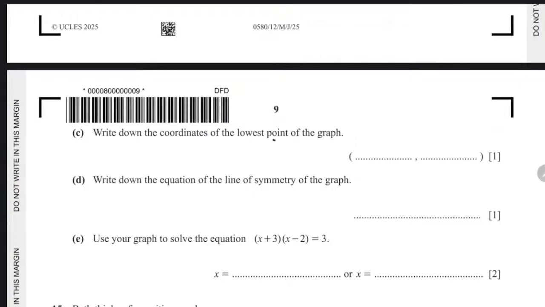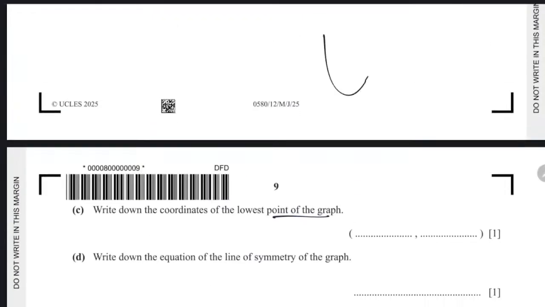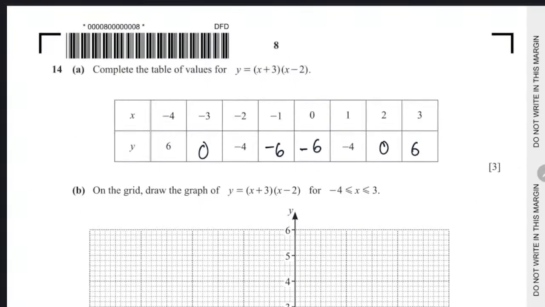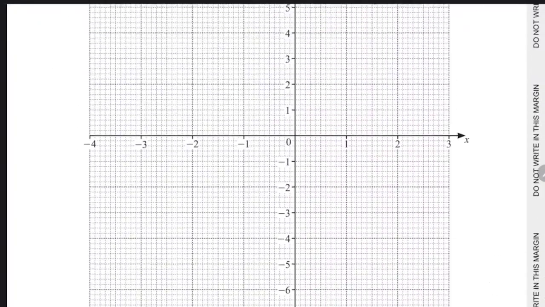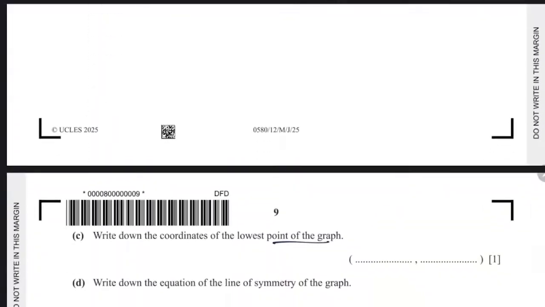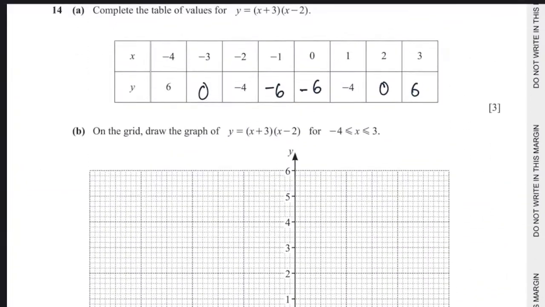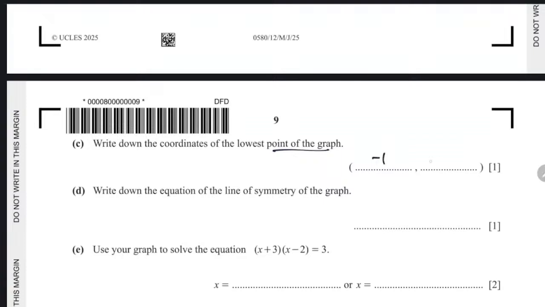Then they'll ask you for the lowest point. It will be where it turns like that, and you can see it. The lowest point is the lowest value for y. You can see it's minus 6 here, then it starts going up again. So the coordinates of the lowest point is, you can say, minus 1 with minus 6. Yes, if you look at the points.